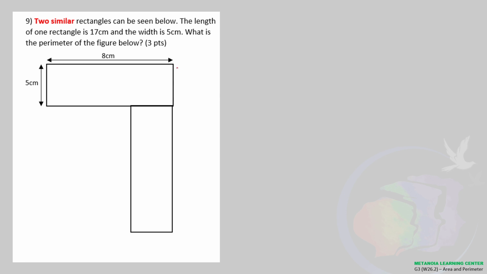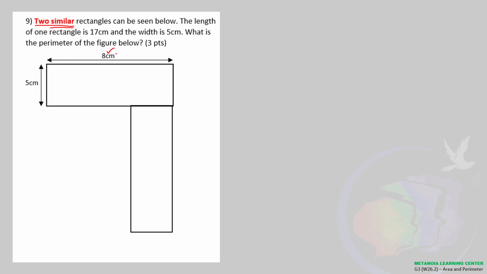Number 9. Actually, ito medyo madali, no? 2 similar rectangles can be seen below. The length of one rectangle is 17 centimeters and the width is 5 centimeters. What is the perimeter of the figure below? So in this case, this is your clue. 2 similar. When you say similar, meaning that they're the same.